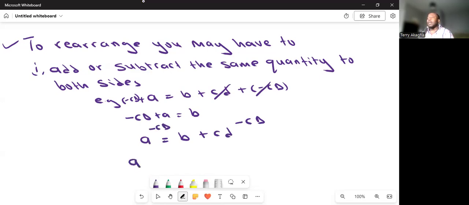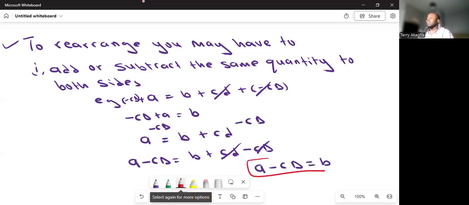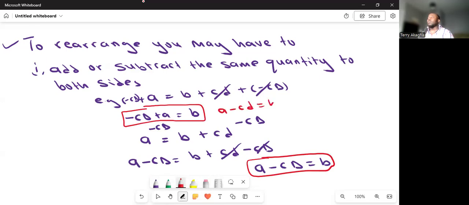It's going to give me A minus CD is equal to B plus CD minus CD, and this is going to cancel that. And then we're going to have A minus CD is equal to B. So you can see that the answer we got here is exactly the same thing that we got here. It's just that it's being rearranged. So you can rearrange this as well to be A minus CD is equal to B. All right? So you could add or subtract the same quantity to both sides.